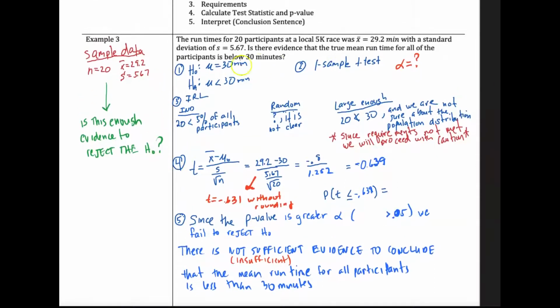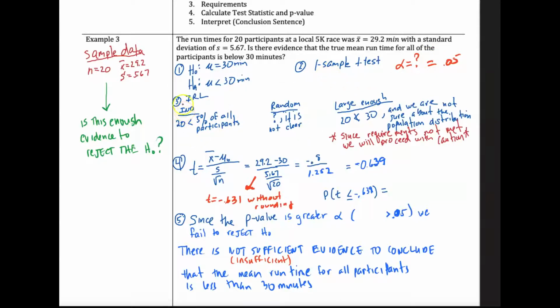Okay, so let's look at a full example here. Looking at this setup, back to this running situation, we knew the null and alternative. The mean was 30 minutes, and the alternative was less than 30 minutes. We had some sample data here. And we're asking, is this sample data enough evidence to reject the null hypothesis? That's what we're thinking about. There is no alpha level stated, so we're going to assume an alpha level of 0.05. And then we go through the steps.